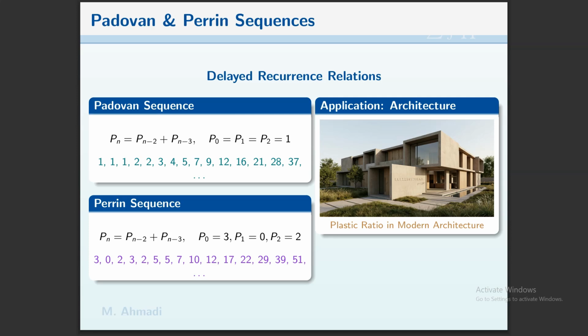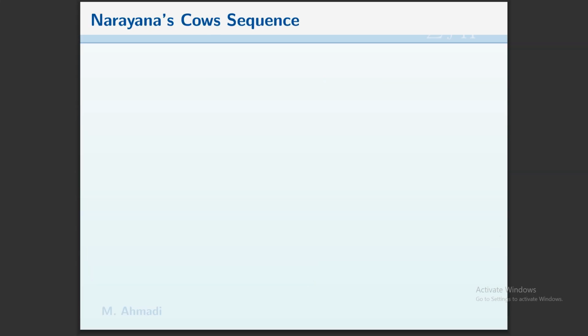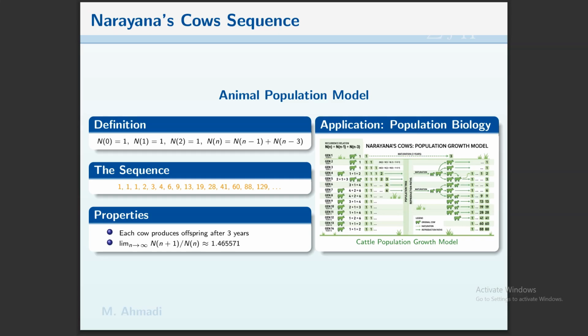Alright, their application is in architecture. Although they define the plastic issue, they can define the beautiful modern architecture. Also, there is another sequence called Narayana's cow sequence because it's related to the animal population model.